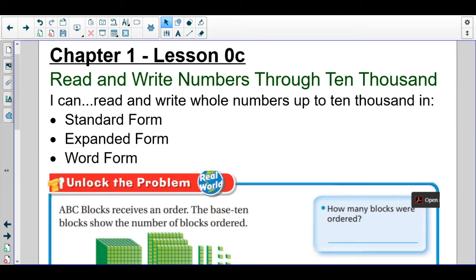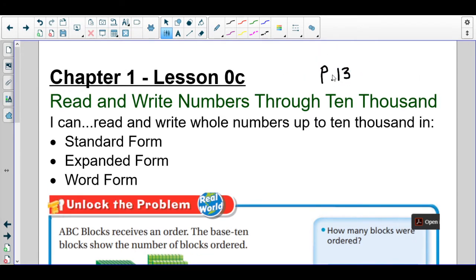All right, continuing on in our Purple Indiana Success math book. If you would be so kind, please turn to page 13. And on page 13, we see that our topic is going to be read and write numbers through 10,000.